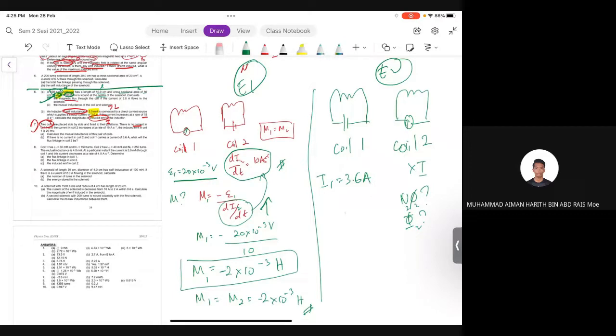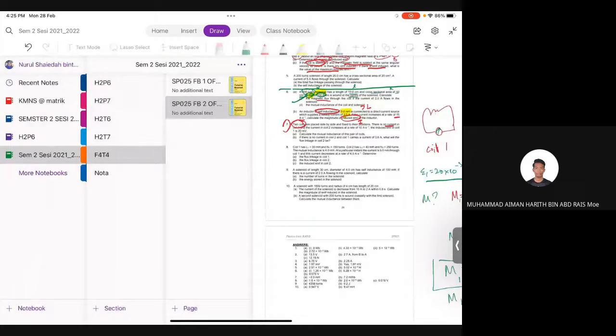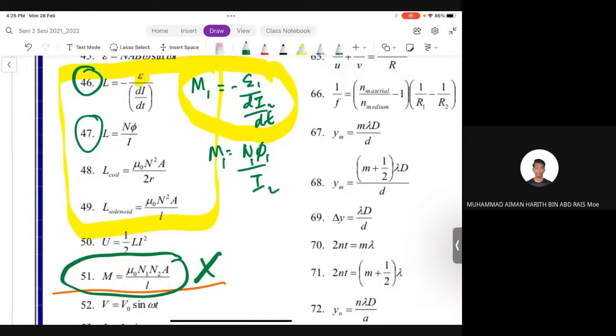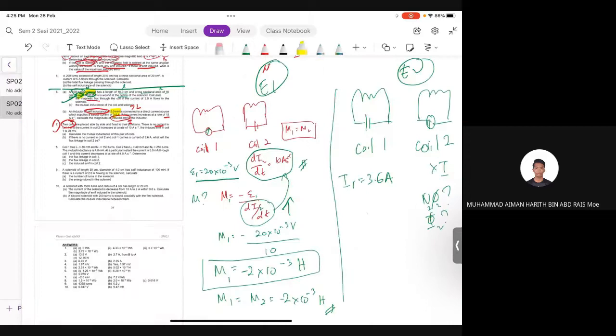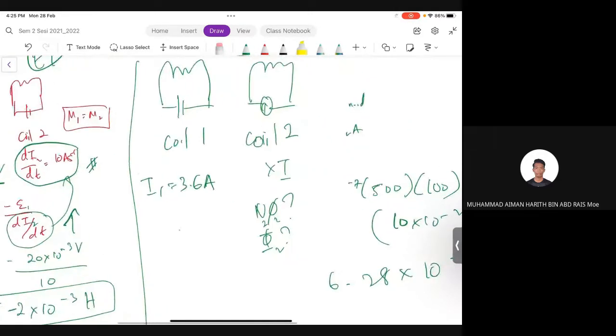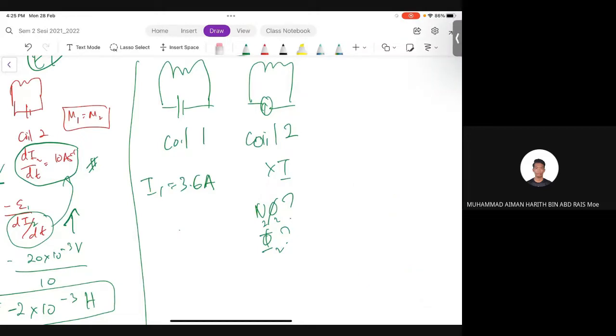Okay, so N phi, kita tengok formula mana yang ada N phi. Ini yang ada N phi. Tapi saya nak M, bukan L, sebab dia adalah case mutual inductance. So kita guna formula 2 iaitu M equals N phi over I. Saya nak cari N phi 2, tapi I, I 1.